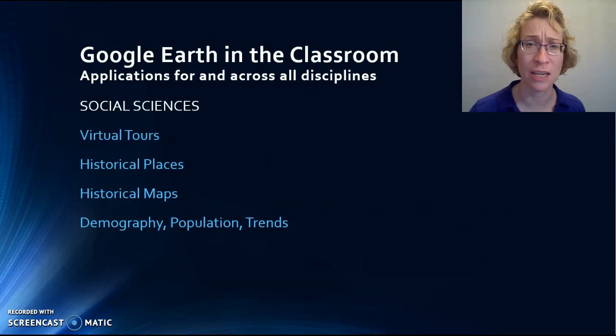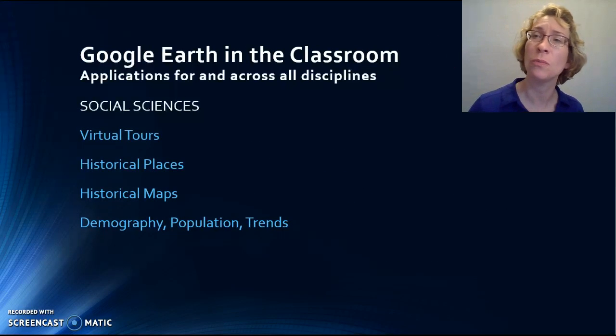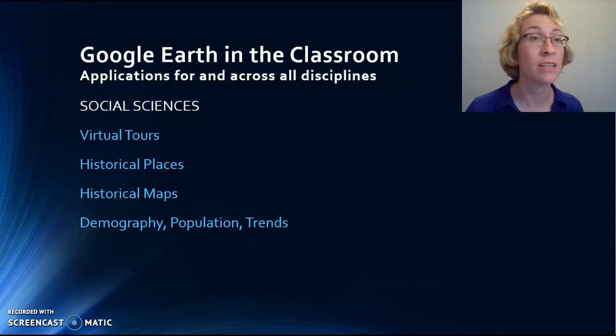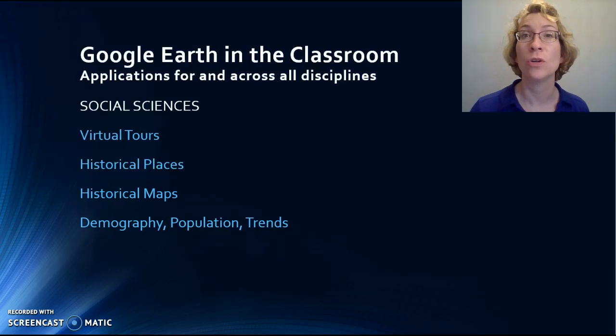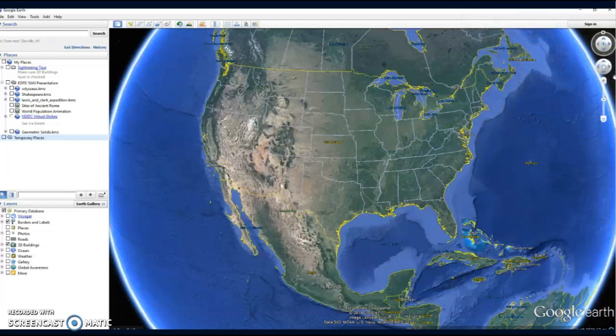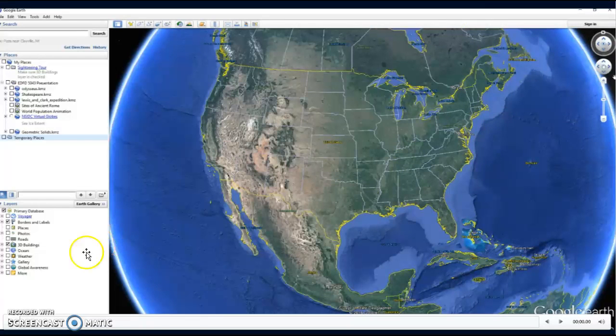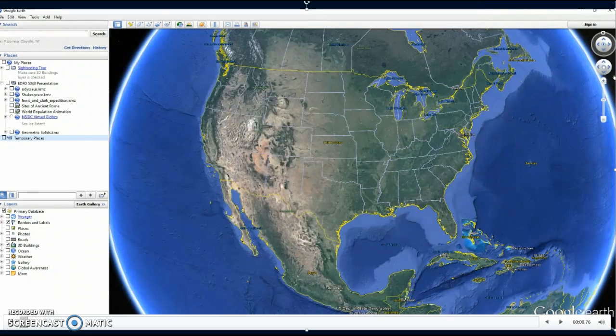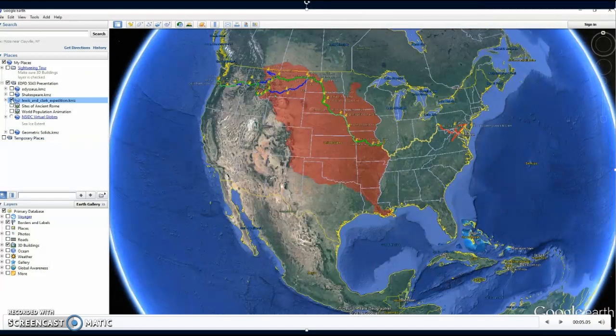Now let's look at the social sciences classroom. We can take virtual tours of historical places and visit sites of historical events. We can discover trends in population or other demographic data. Let's look at another use. Let's look at how Google Earth can be used in the social sciences classroom.